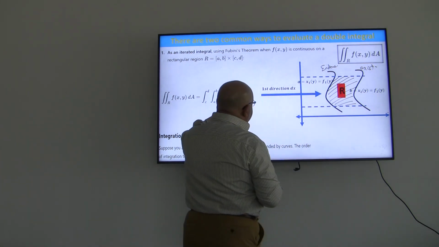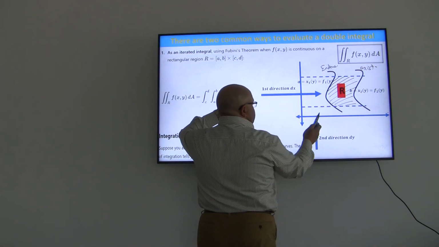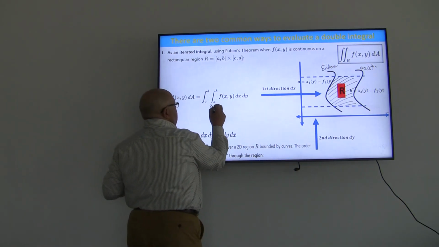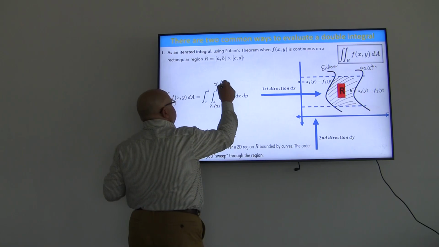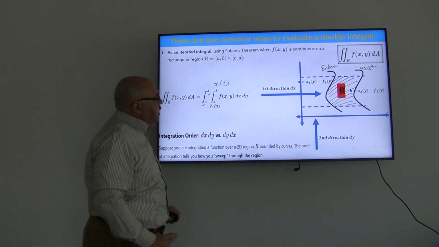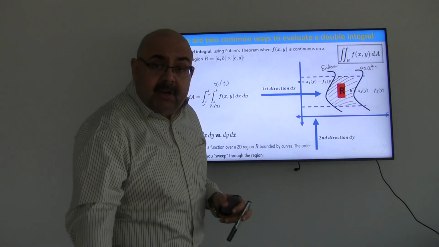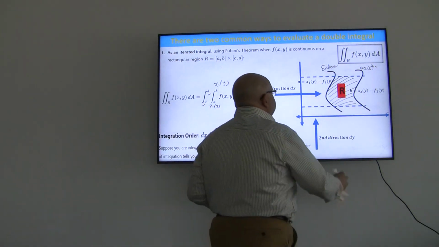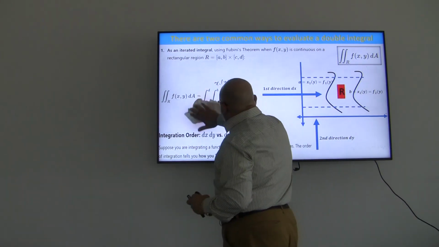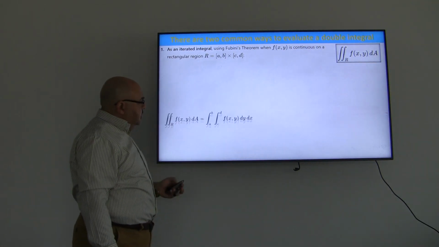If I'm integrating dx dy, this is going to be the first direction, and that's going to be the second direction. The first direction will start from x1 of y up to x2 of y, and the second direction will go from C to D in order to evaluate through the region, as we will see tomorrow in our next lecture, inshallah. I can also, instead of integrating in the direction of dx dy, integrate in the other direction, which is dy dx, as you can see.